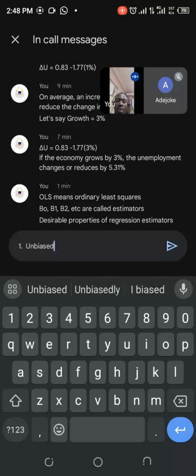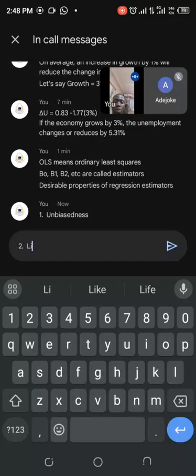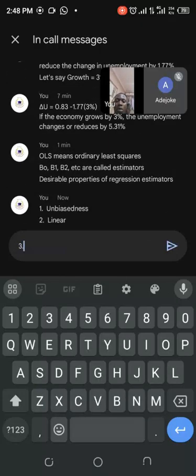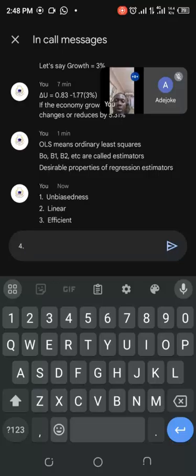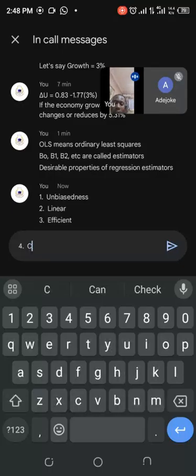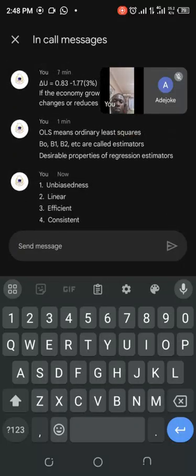Okay. So you have unbiasedness. An estimator must be unbiased. Number two, it must be linear. Number three, it must be efficient. And number four, tí mo rí nínú material yìí, consistent. So these are the desirable properties of regression estimator. Unbiasedness, linearity, efficiency, and consistency. So whatever estimator you want to use must have these particular properties.